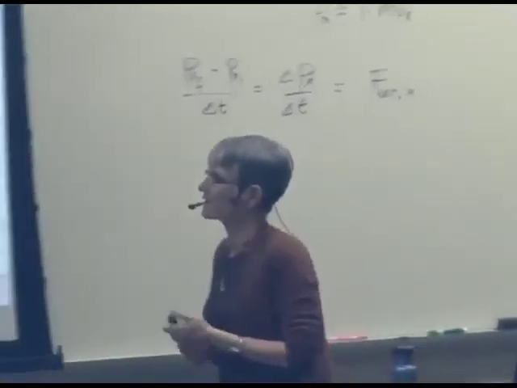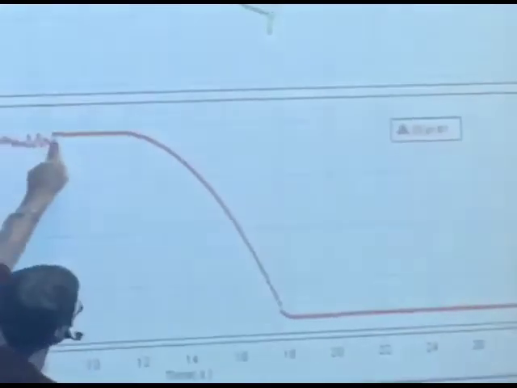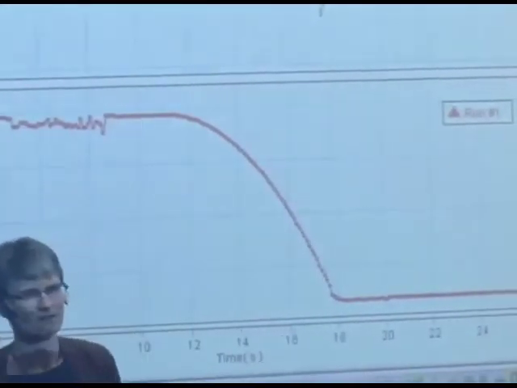Now notice that x versus t wasn't a straight line.